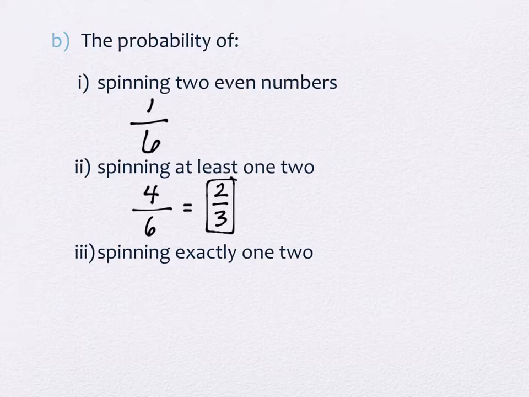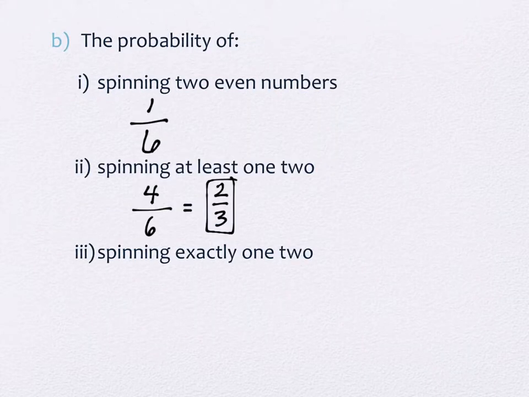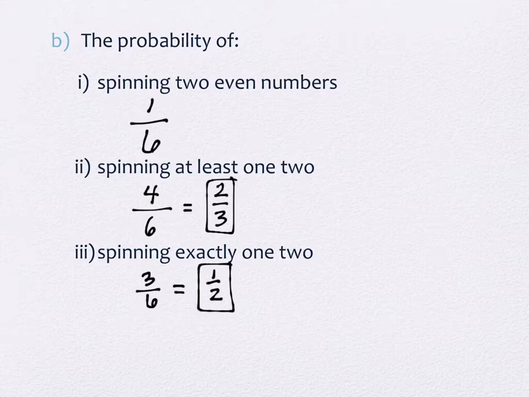And the last one says exactly one 2. So there's one of them, namely this one right here, that has two 2s, and all the other ones have just one 2 in them. So when we're looking at spinning exactly one 2, that would be 3 of the options out of 6 that are possible, which reduces to 1/2. So any questions on that?